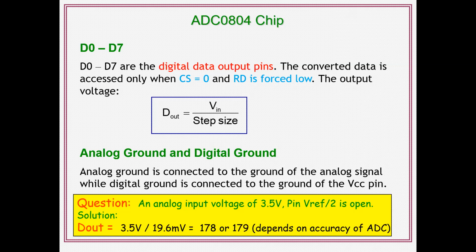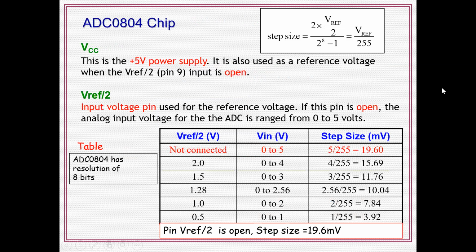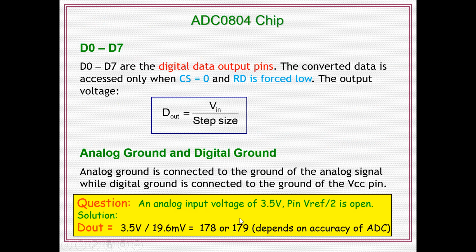And here one question. For an analog input voltage of 3.5 volts, with pin V reference by 2 open, what is the Dout? Dout equals Vin 3.5 volts divided by, when V reference by 2 is open, step size 19.6 millivolts. So 3.5 volts divided by 19.6 millivolts, we get 178 or 179, depending on the accuracy of the ADC. That is the digital value. So we need to convert it into binary.